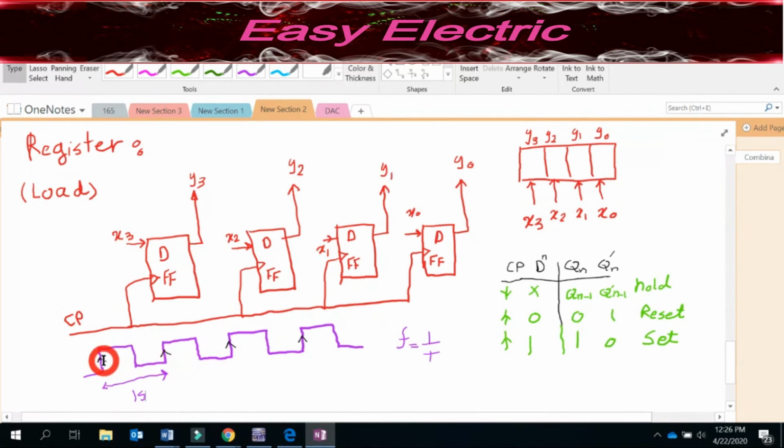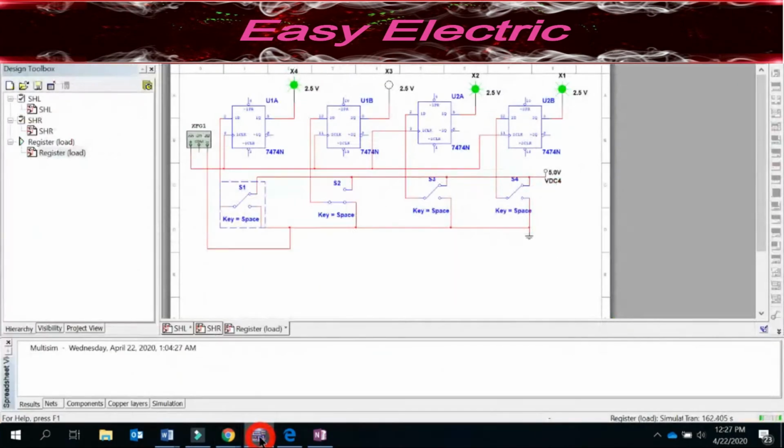How could I increase the distance between these two rising edges? Type in the chat box and tell me: if I want a bigger time interval between these two rising edges, what do I need to do in this simulation? What do I need to do? Definitely, the frequency is the key point.